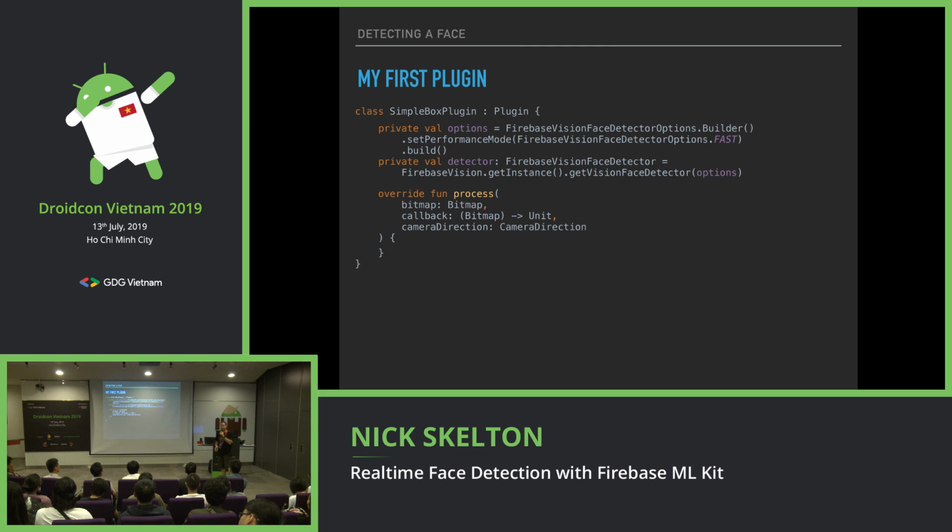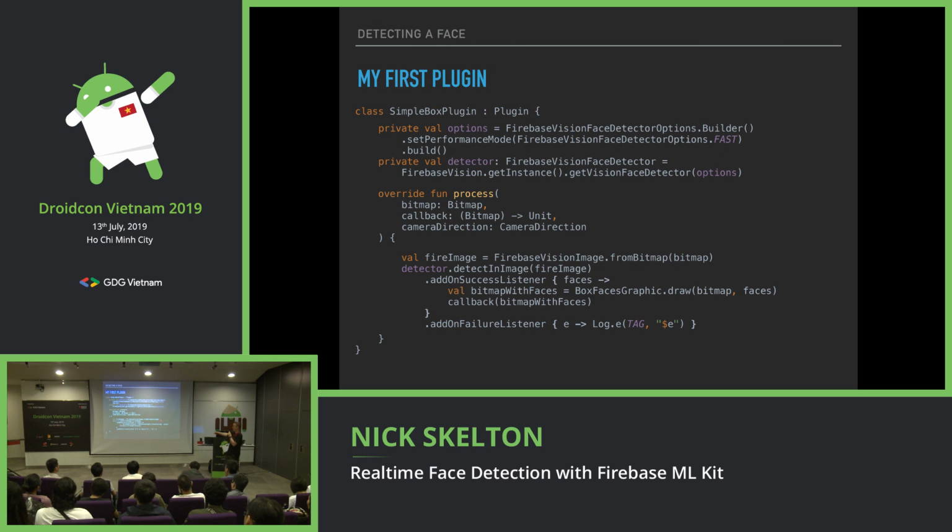So here's the entry point into the Firebase SDK. You'll notice that we have to wrap it in a bitmap, in a Firebase vision image, but they have a whole bunch of very simple factory classes for creating the Firebase vision image. And then, detect in image. That is the entry point into the Firebase SDK. That's kind of like the hot line of code, right? That's where you do detection. Boom, right? Detect in image, give me faces, done.